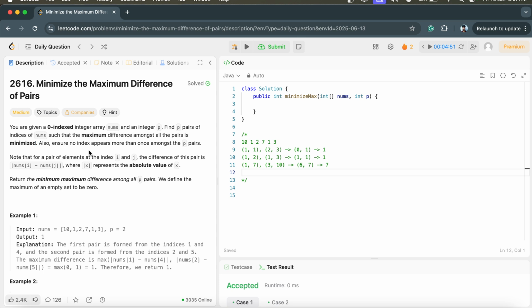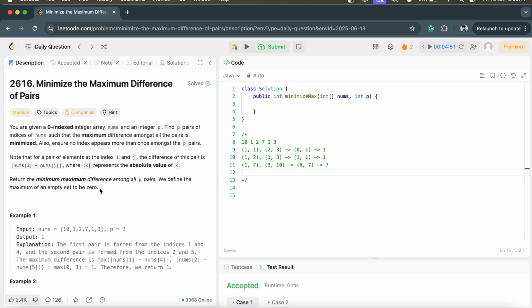Also, ensure no index appears more than once among the p pairs. Whatever index we choose for the first pair shouldn't appear in the coming pairs. Note that for a pair of elements at indices i and j, the difference of the pair is the absolute value of nums of i minus nums of j, |x| being the absolute value of x. So whatever x we get, it should be an absolute value. Return the maximum difference among all the p pairs. We define the maximum of an empty set to be 0.